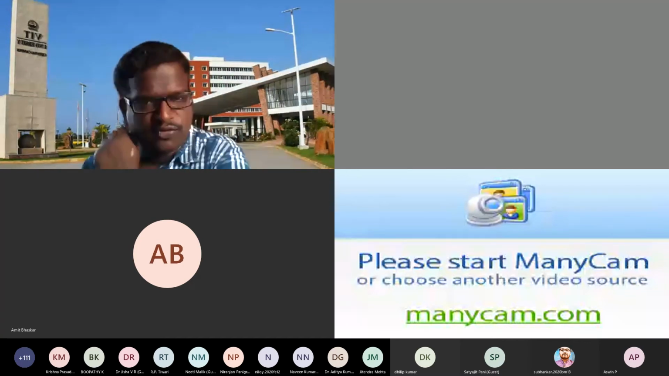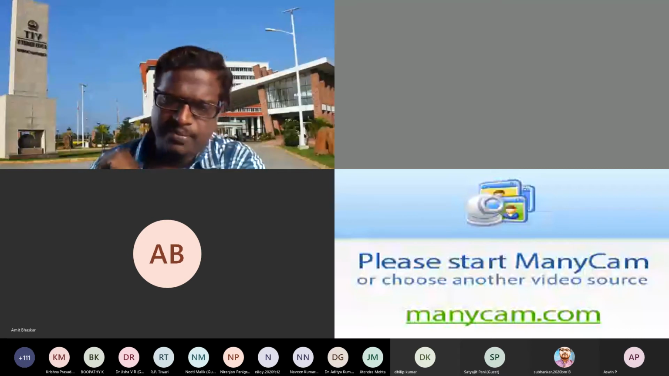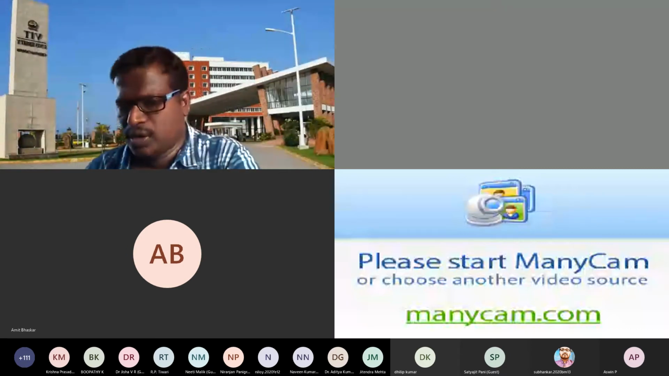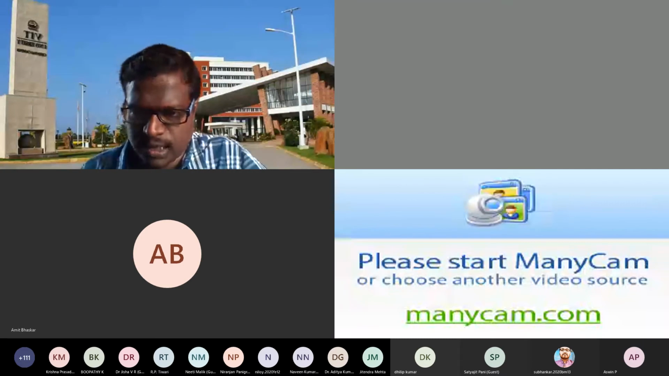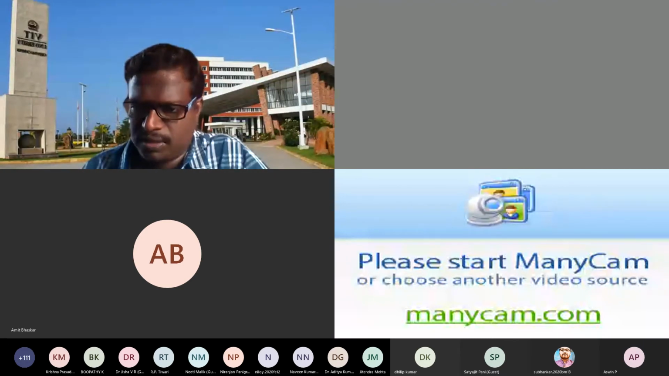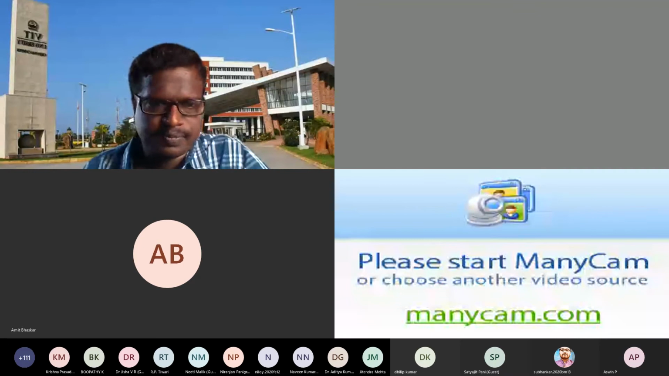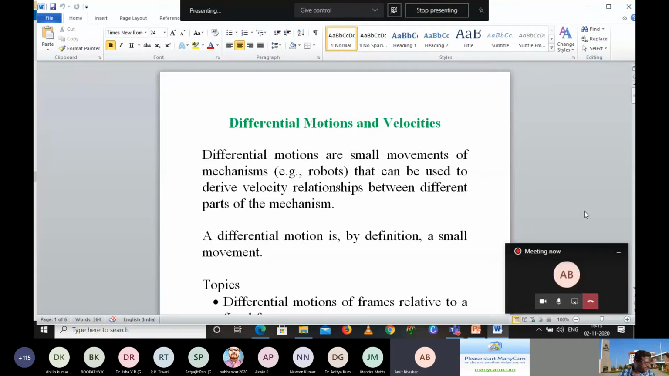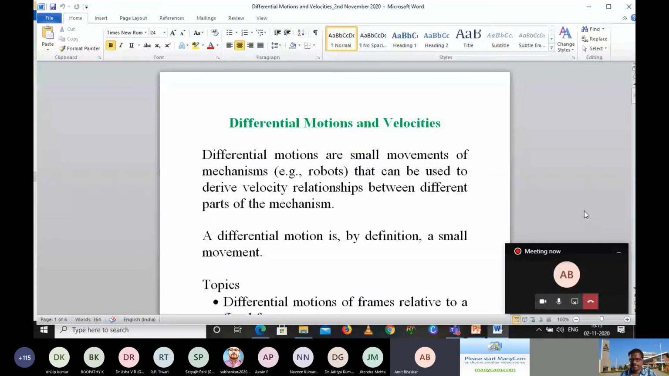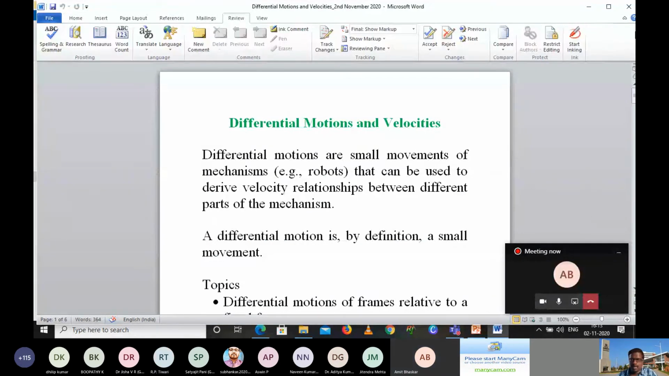So maybe our professor is going to explain dynamics tomorrow, I think so. Before that, I want to give a brief about what is differential motion. Professor, are you able to see my screen? No, sir. Okay. Is it okay, sir, now? Now it is okay, sir. Fine then. Now it is working.